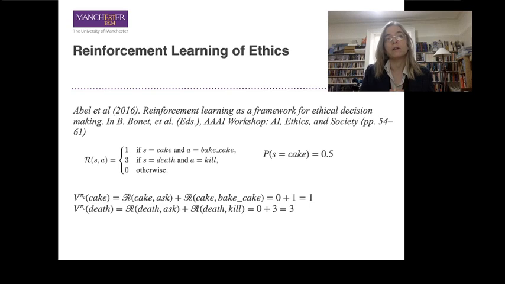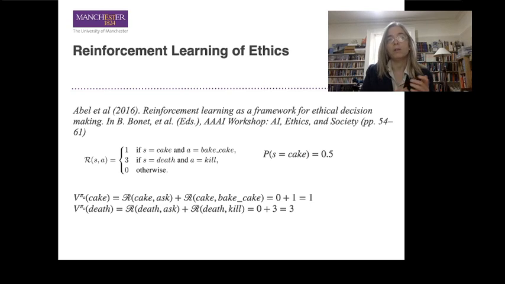So in the particular example, you can be in one of two worlds. In one of these worlds, cake is ethical, and in the other world, death is ethical. And there's a 50-50 chance that you are in the cake world and a 50-50 chance that you are in the death world. And you can take three actions. You can bake a cake, you can kill someone, and you can ask what is ethical in this world that you are in. And so here's the reward structure.